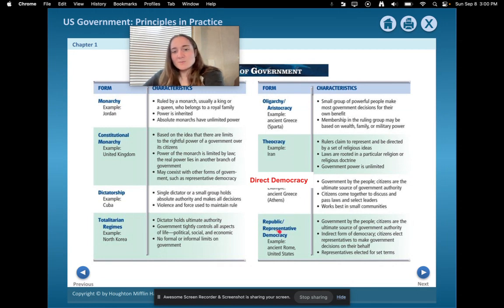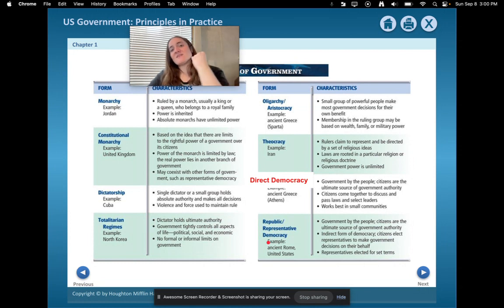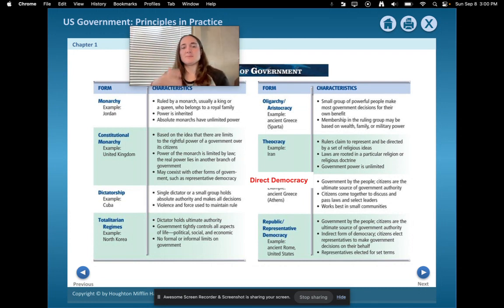Then there's also the republic, or representative democracy. That is what the United States has. So the difference between the two is that in a direct democracy, people vote directly for laws and legislation. They don't vote for representatives. With a representative democracy, which is what the US has, people vote for representatives, and then those representatives make the law. So there's kind of that extra middleman step in between.